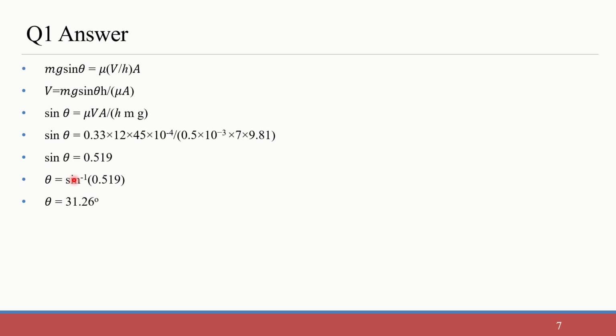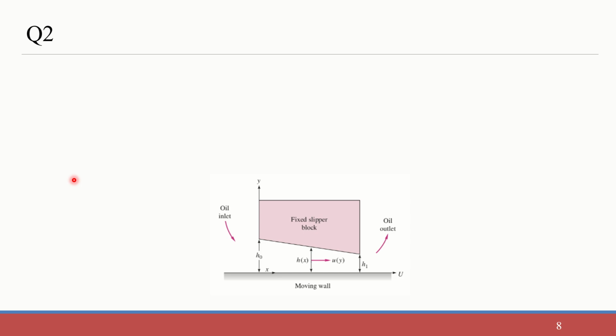Now I hope question 1 is very clear. So now we will go to question 2. So again in question 2, what do we have? We have a moving wall and we have a fixed slipper block, and the height difference between these two is h0 at one instance and h1 at the outlet. So at the inlet it is h0 and at the outlet it is h1. So it is oil inlet and oil outlet. So here it is moving and here it is a fixed block.